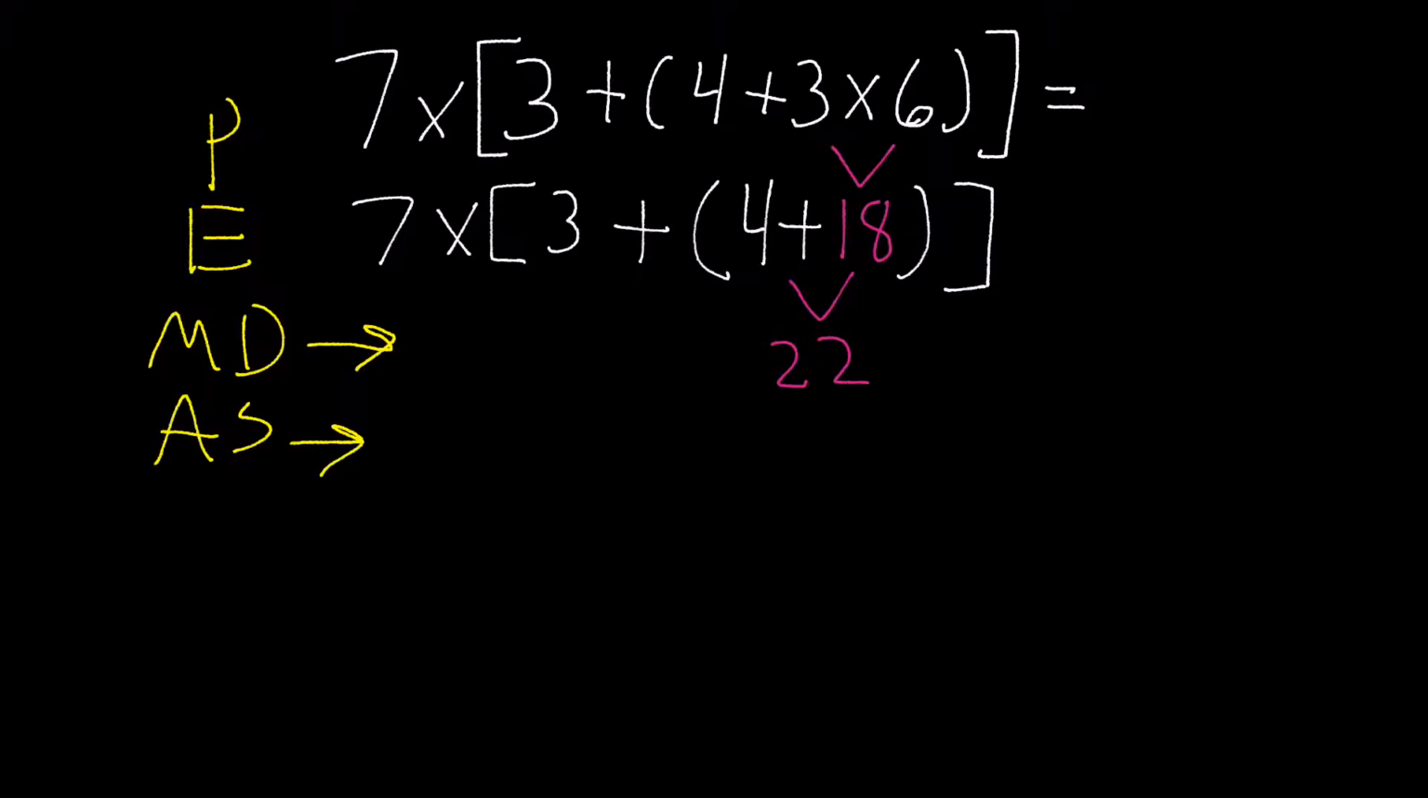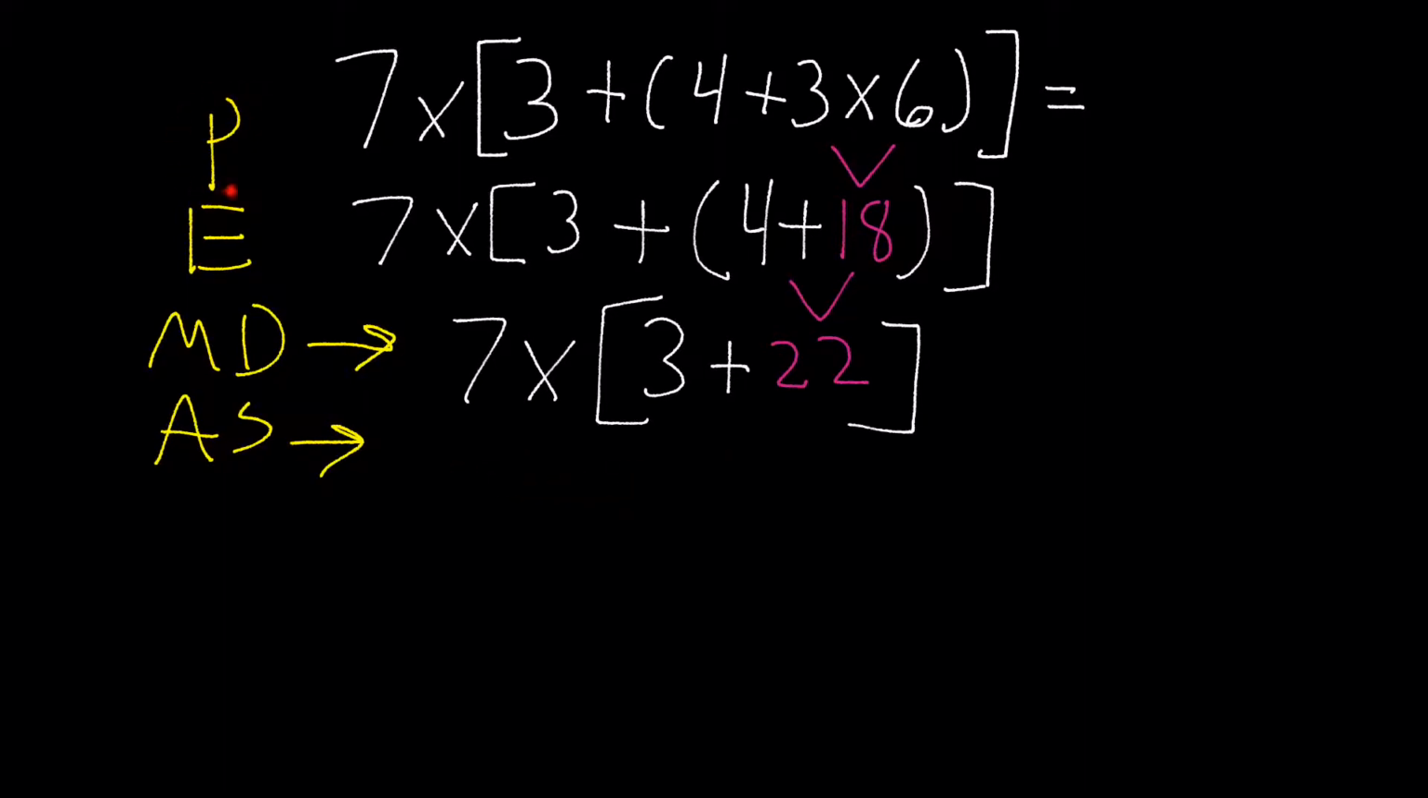And now I can rewrite everything that I haven't used once again. I haven't used the 7 times bracket 3 plus 22 and bracket. Notice that I did not include the parentheses again. There's no more operations here. I've used the last operation inside of these parentheses. So with that addition, we just have 22, those parentheses go away, and we're left with what we have here.